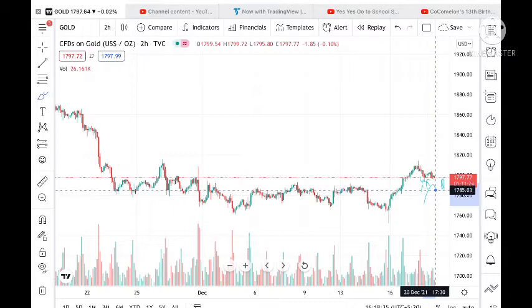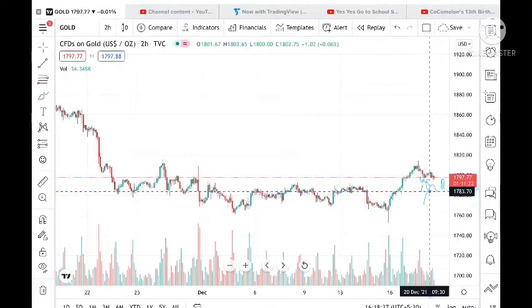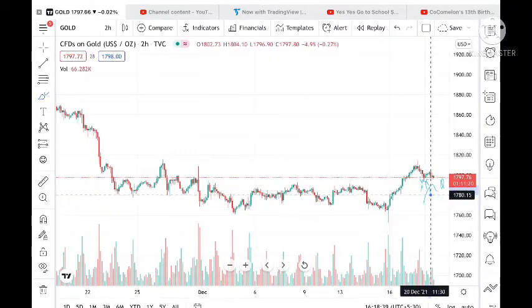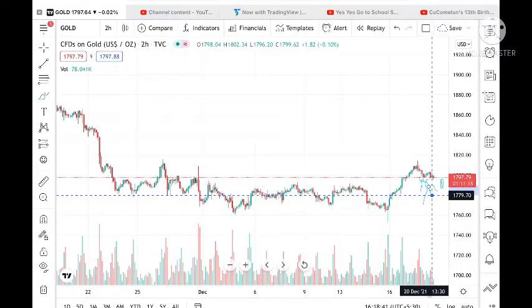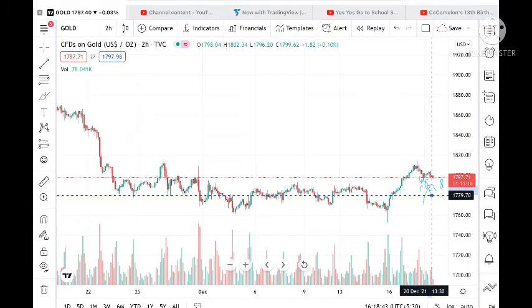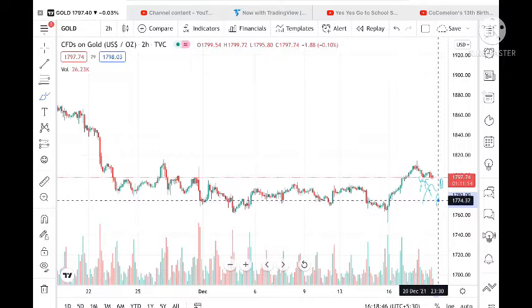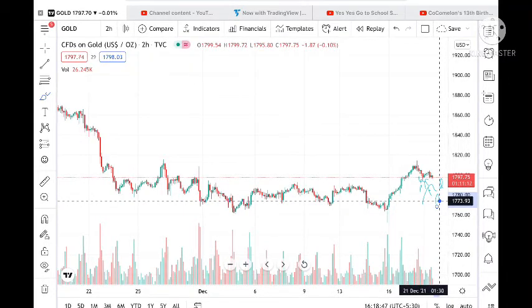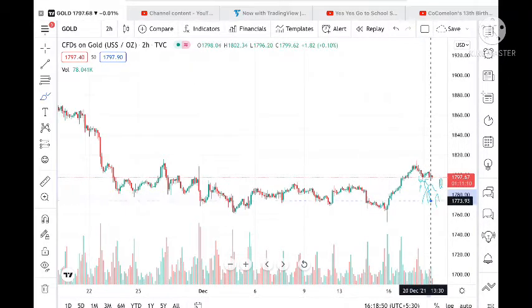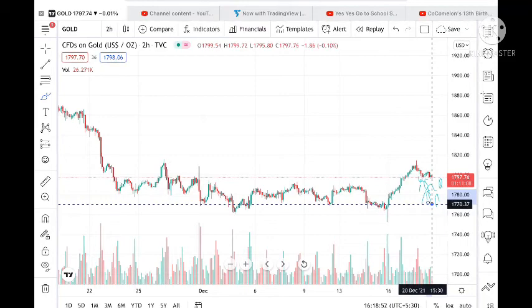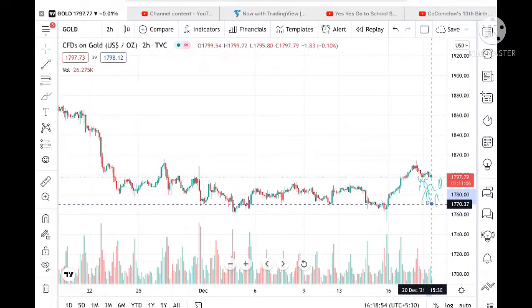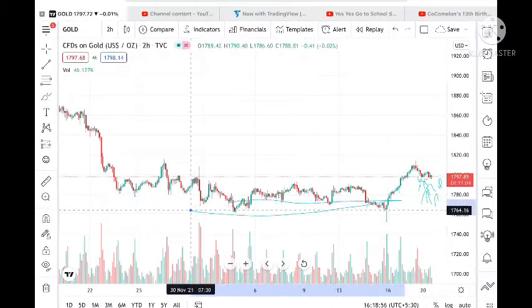And from there it can go further low to a level of 1784, and if that price also doesn't sustain, then it can go and touch a level of 1779. Once the price goes below this level, it can go and touch a level of 1773, and from there it can go further low to a level of 1770. This is the particular range.